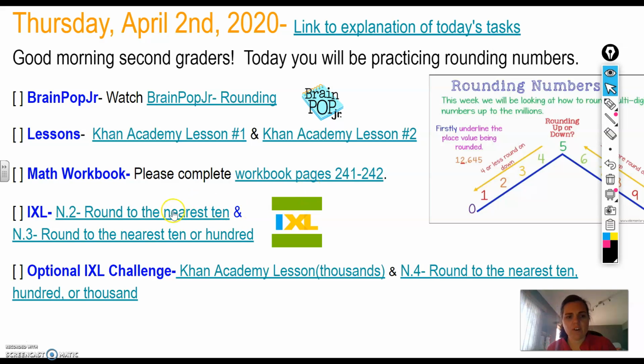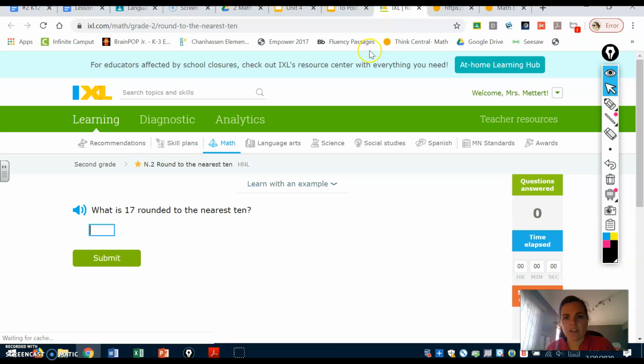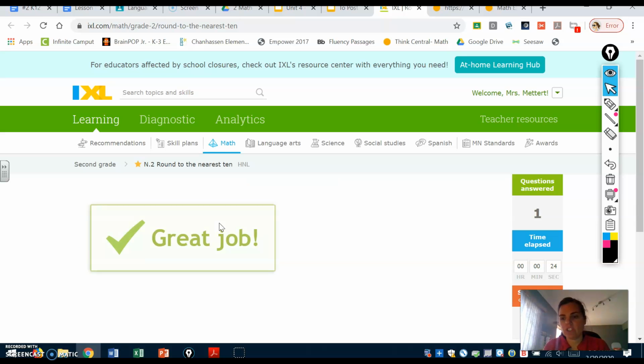After that, you're going to go ahead and open up your 2 IXLs, N1 and N3. So if I open up N1 here, let's see. It says, what is 17 rounded to the nearest 10? Well, I'm rounding to the nearest 10. So if I look at the 1, I'm either going to round down to 10 or up to 20. But since it ends in a 7, I know I have to round up. So then I know I go to the next 10, which is 20.